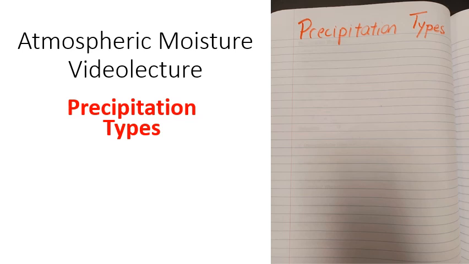So we've examined water in the air, and now we've talked about how that water in the air comes together and forms clouds. Now let's look at what comes out of those clouds. That's precipitation. What I need you to do is label a sheet in your notebook, put precipitation types across the top of the page in nice big bold letters so we can find it when we need it on the test.